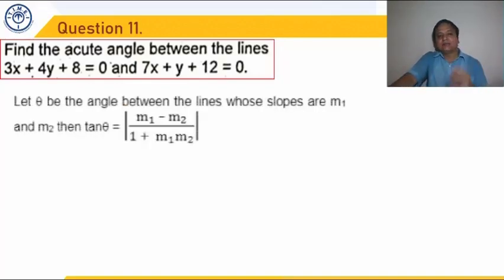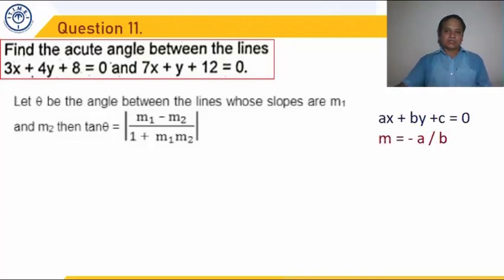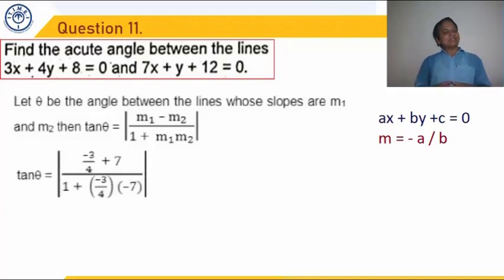Let theta be the angle between the lines whose slopes are m1 and m2. And how do we find tan theta? It's the modulus of (m1 - m2) upon (1 + m1 m2). For the slope we use -a/b, the negative coefficient of x upon the coefficient of y. So the slope of the first line is -3/4 and the slope of the second line is -7. So we put the values in the formula.